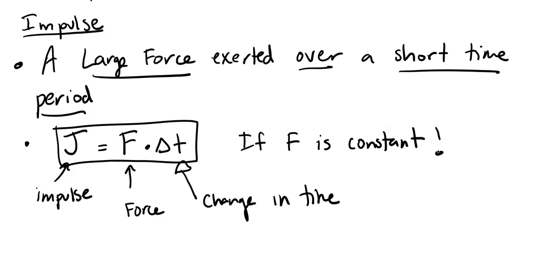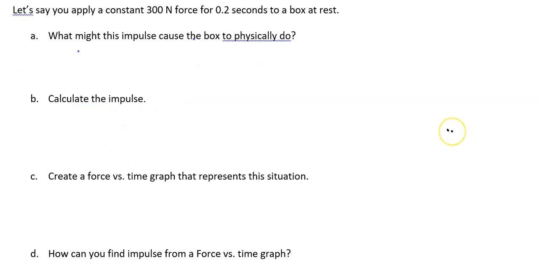Now let's think about the units for impulse. Let's just look at this equation. We're multiplying force times time. So the units are just going to be newtons times the change in time units, which are seconds. And we got our units. Awesome. Now we're going to talk about another example involving impulse.